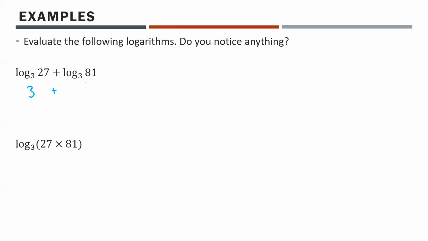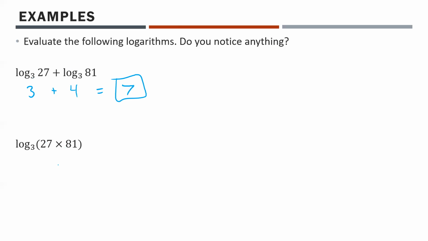Now, same with this one here, log base 3 of 81. Well, that means 3 to the power of something is equal to 81. I happen to know that 3 to the power of 4 is equal to 81. So in other words, log base 3 of 81 is equal to 4. So this just means this is 3 plus 4, and that's pretty simple. That's just 7, right? Cool.